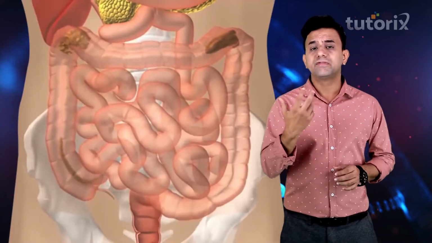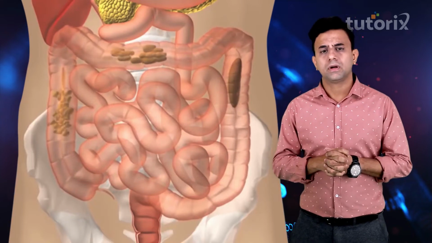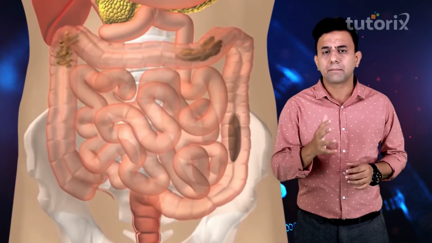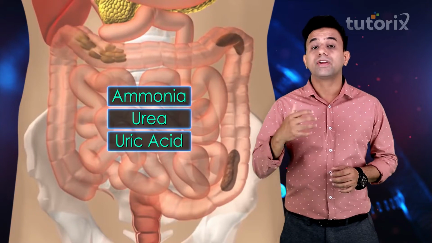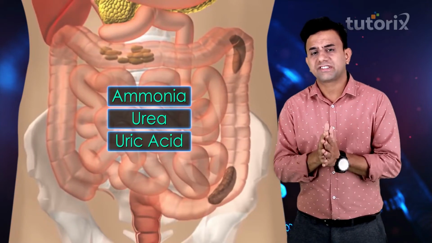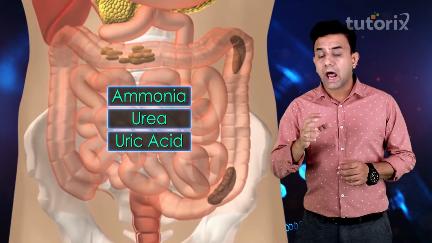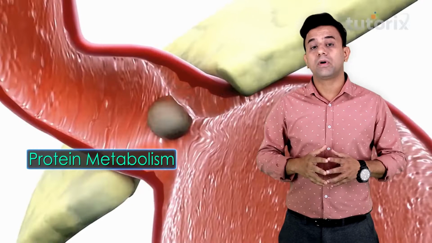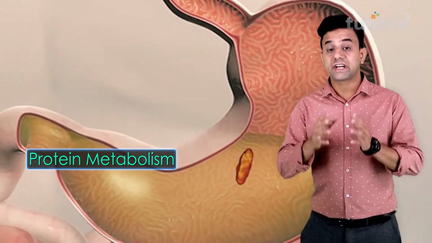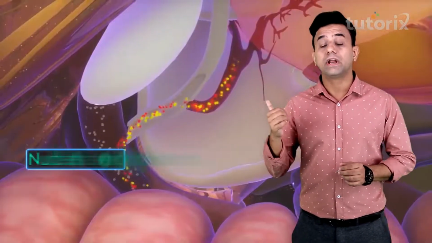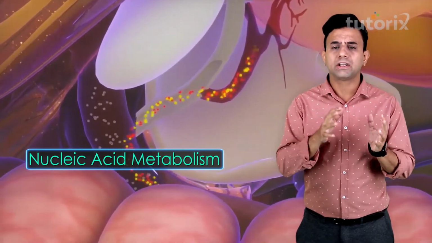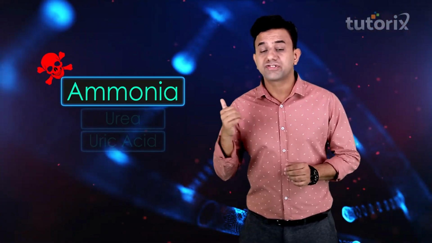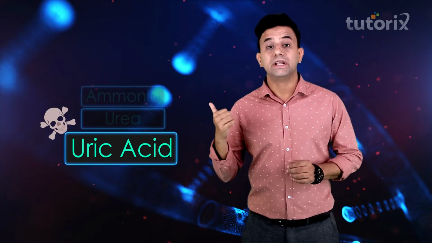Well friends, before we talk about the different modes of excretion, let us first quickly see how these waste products are produced in our body. The different types of waste products, for example ammonia, urea or uric acid, are nitrogenous in nature. And how are they produced? These waste products are produced as a result of protein metabolism. A small amount of nitrogenous waste is also produced as a result of nucleic acid metabolism. Now, among the waste products, ammonia is the most toxic, whereas uric acid is the least toxic.